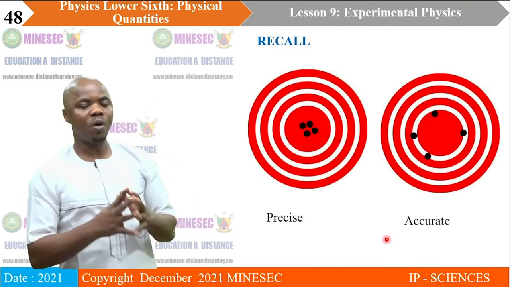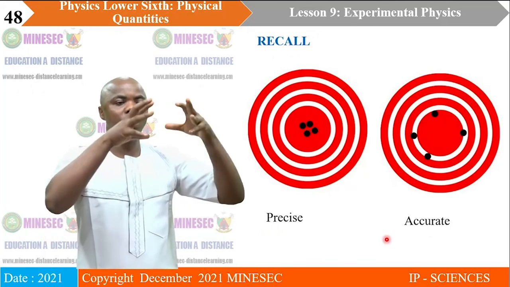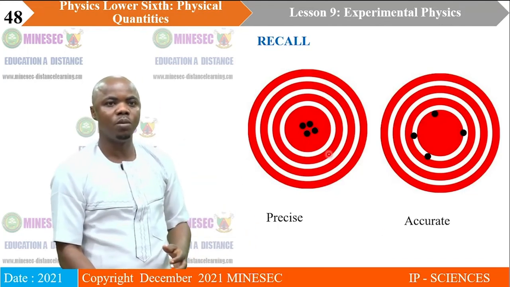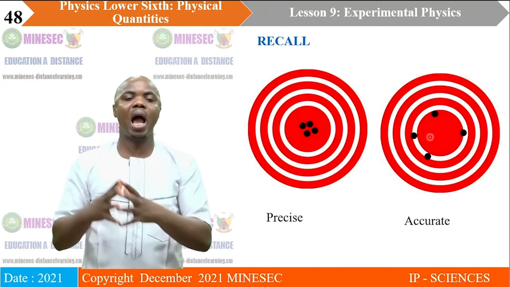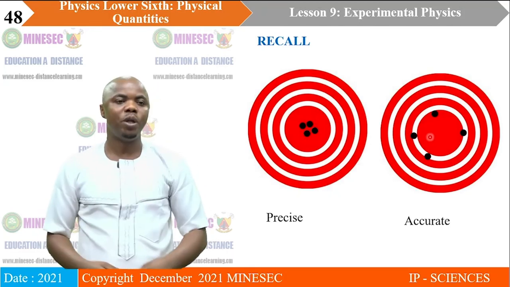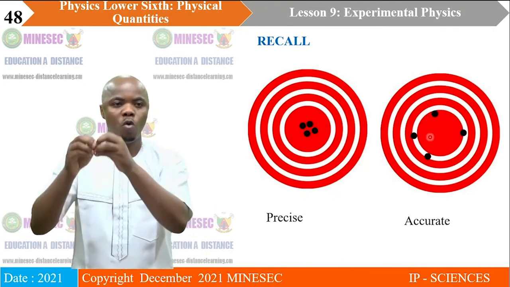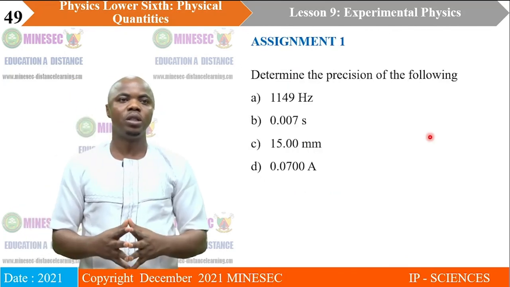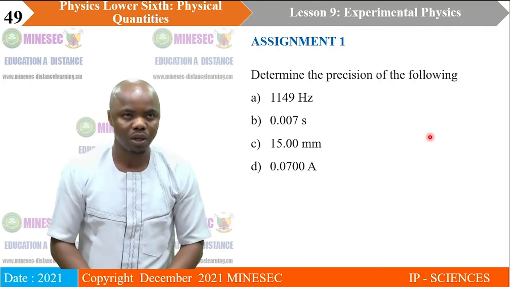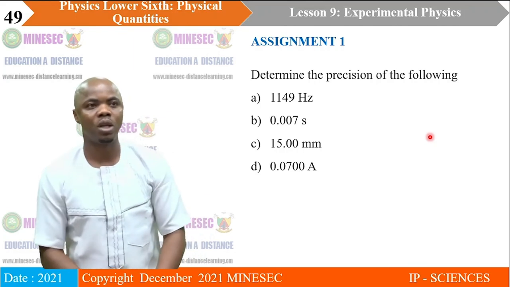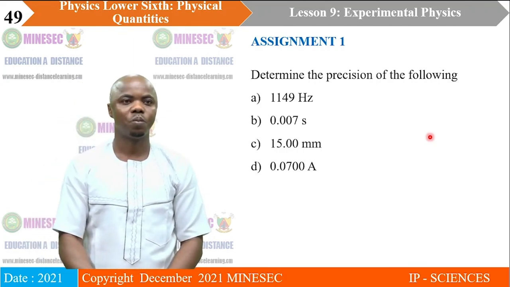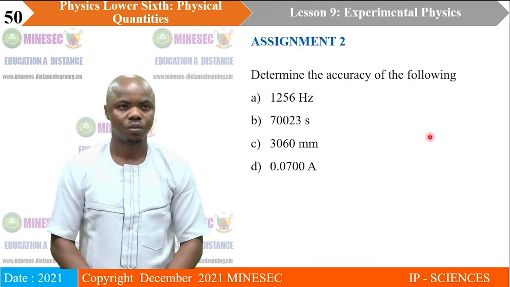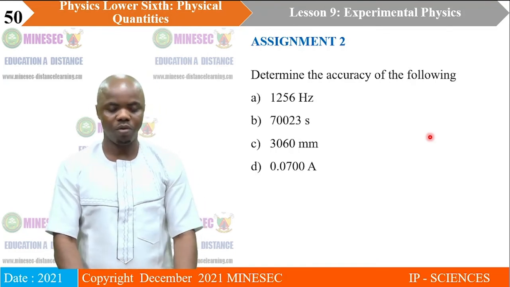Now, as you recall, we define precision as the closeness in agreement between two measured values. And we define accuracy as the closeness in agreement between a measured value and a true value. That is the difference between precision and accuracy. As an assignment, determine the precision of the following numbers. Assignment number one. Determine the precision of the following numbers. Assignment number two. Determine the accuracy of the following.